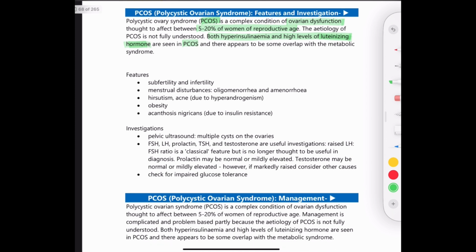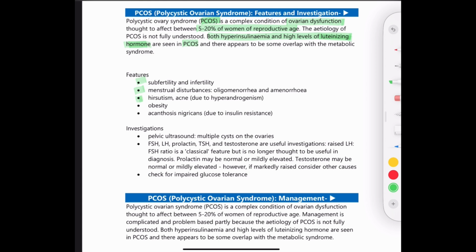Okay. Now we'll be discussing the features. There will be subfertility and infertility. It would be possible. It will lead to subfertility or infertility. There is a menstrual disturbance. You guys know about PCOS, right? You have studied about it. So menstrual disturbance would be there. There will be oligomenorrhea and there will be amenorrhea.